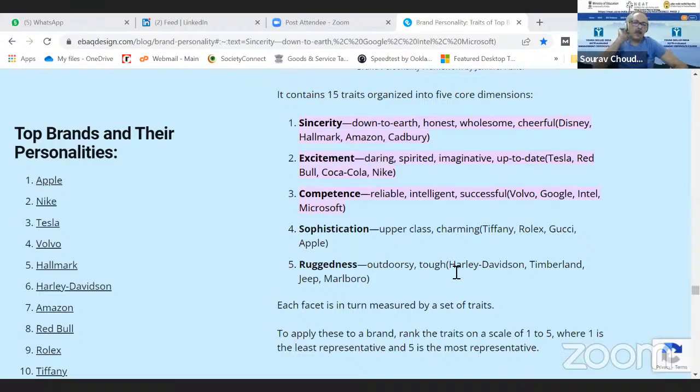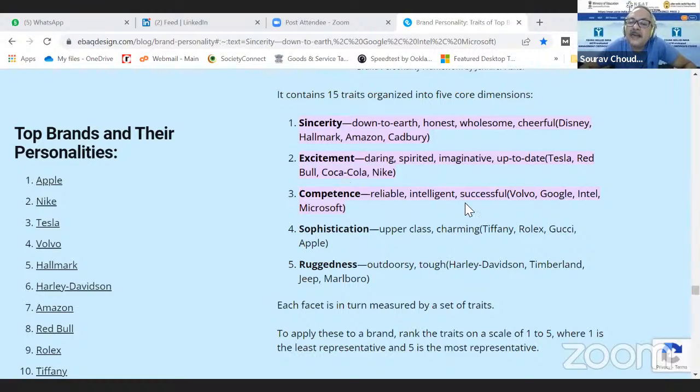Yes, sir. Okay. So sincerity: down to earth, honest, wholesome, cheerful. Disney, Amazon, Cadbury, these are brands which show sincerity. Okay, what kind of a personality? They are sincere. Excitement: Tesla, Red Bull, Coke, Nike.